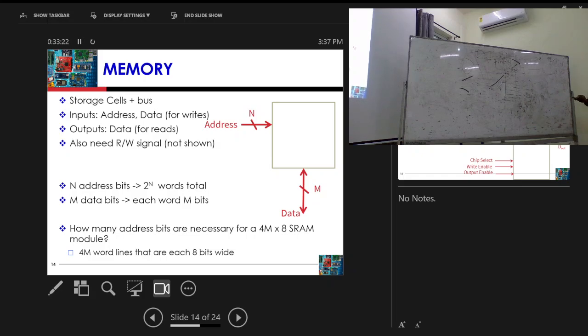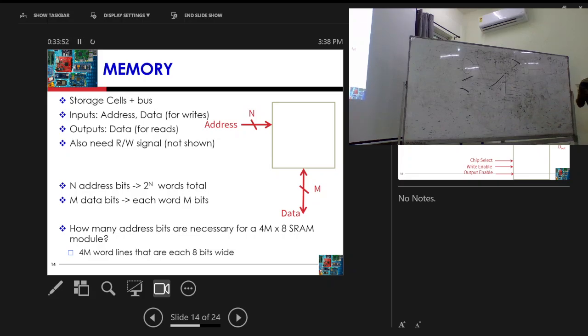Don't just see the M as so. David, what do you think this M is? 4 million of them, yes. But in digital systems we don't use million. So how many locations are there? And how do I calculate it?